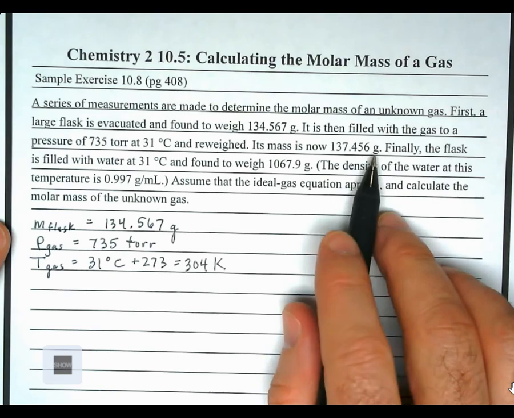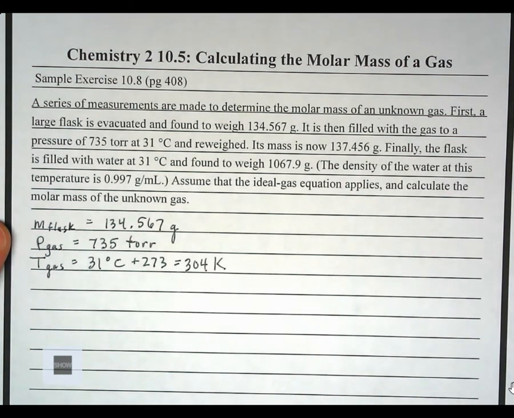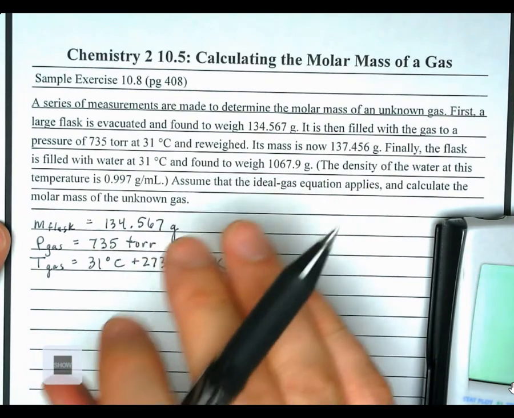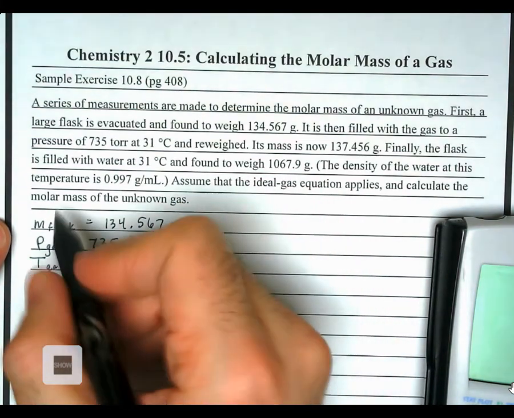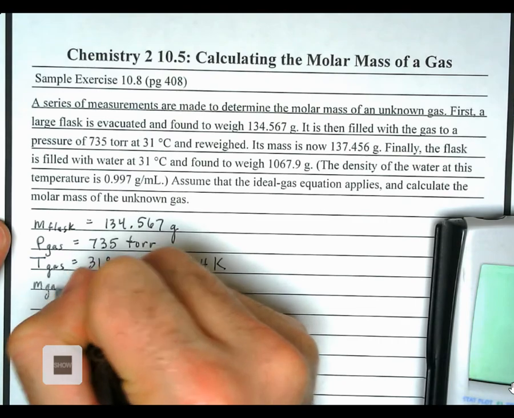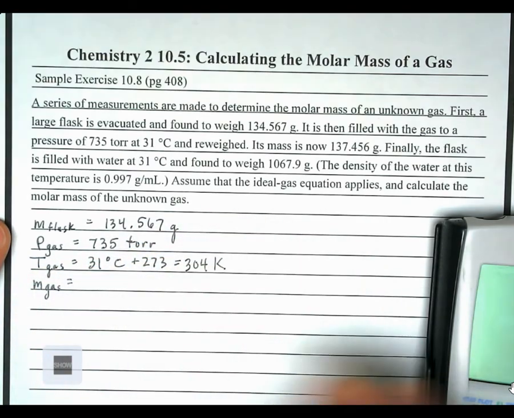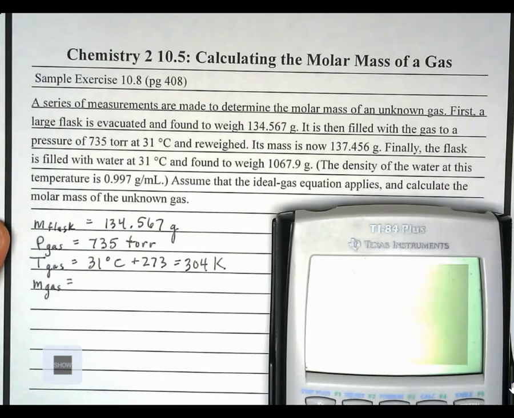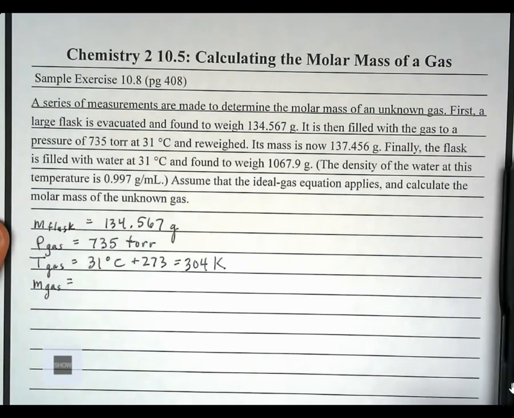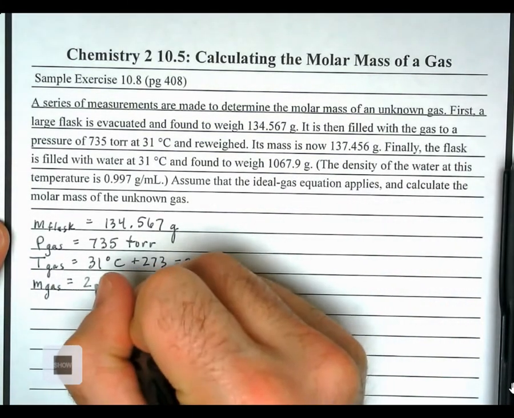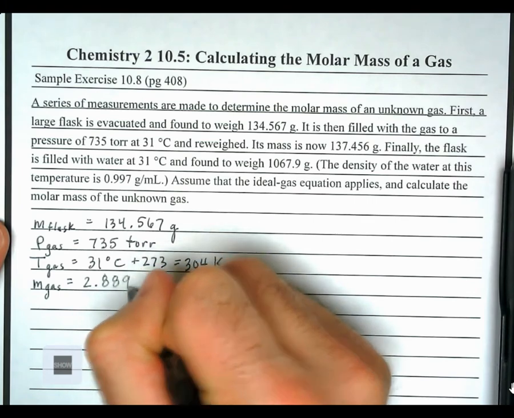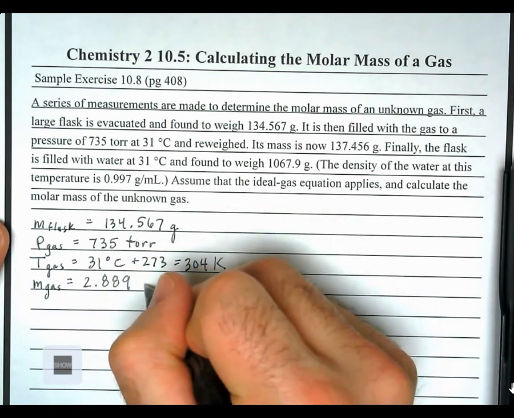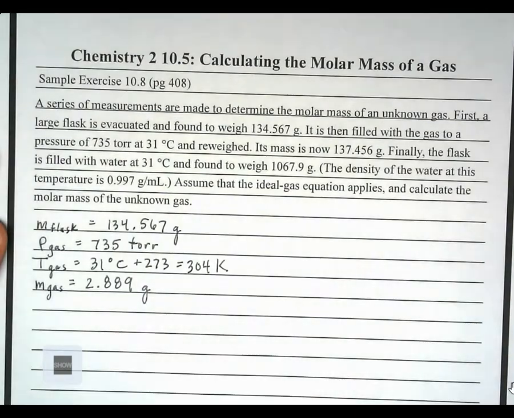Okay. Its mass is now 137.456 grams. Okay, so that's the mass of the flask and the gas together, right? So what do we do to get the mass of the gas? Yeah, good. Take that number, 137.456, subtract the mass of the flask, 134.567, then we get 2.889, which is the mass of just the gas. 2.889 grams. And we don't know what the gas is yet, so it's just like that.